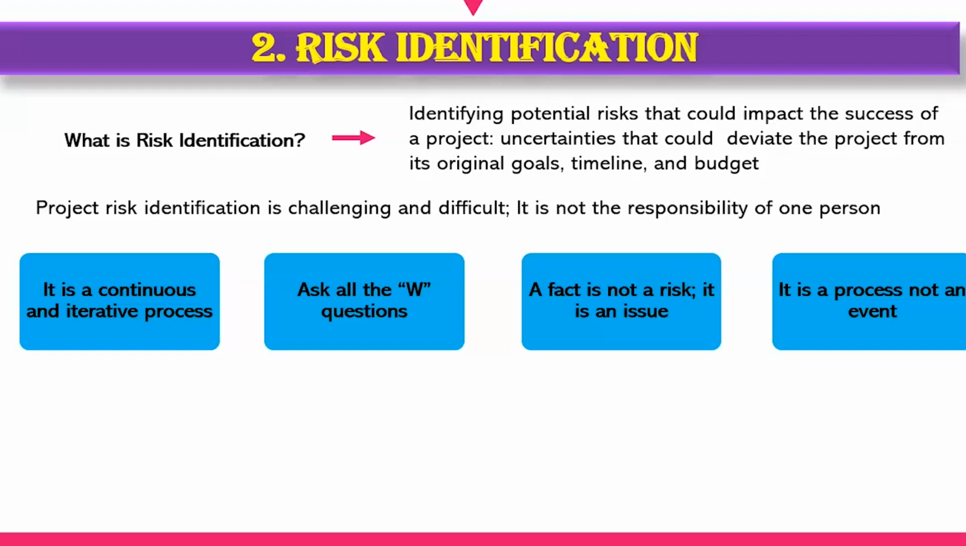If anything is known to happen, if it is a fact, it's not a risk. It may be an issue. A risk is something that is likely to happen. Whatever has happened or we know has happened is a fact, is an issue, and therefore we cannot consider that in this process. And we must understand that risk management is a process, it is not an event.